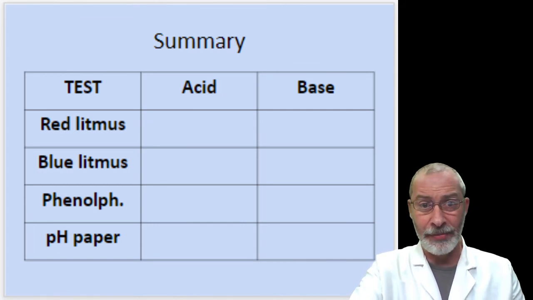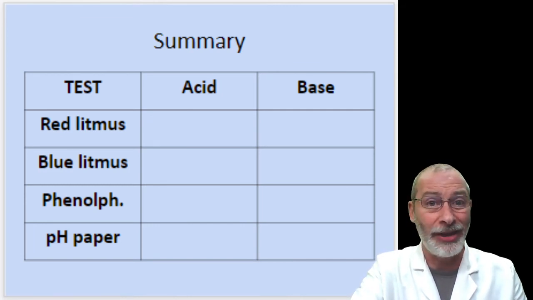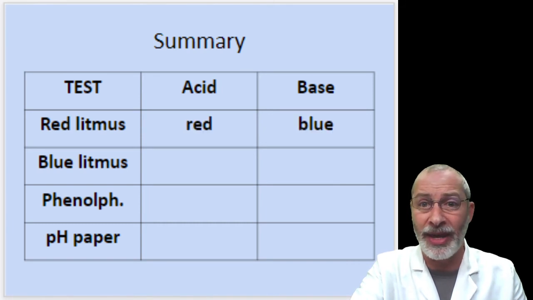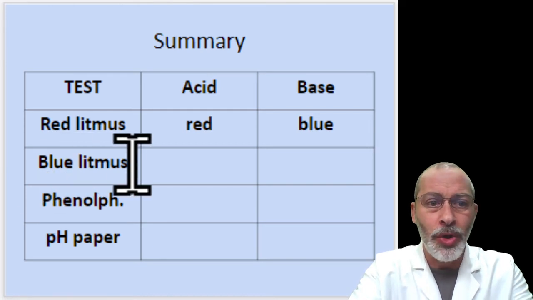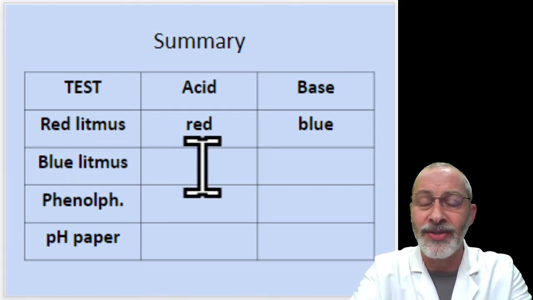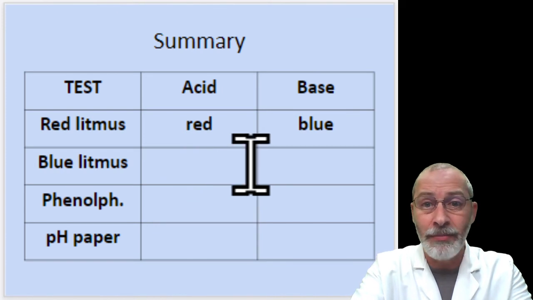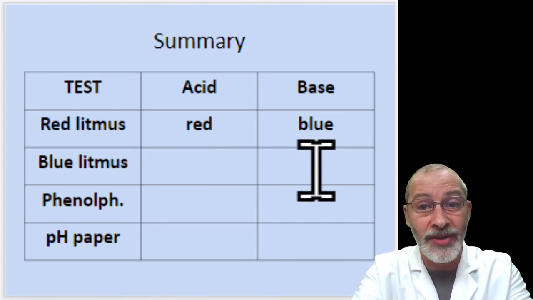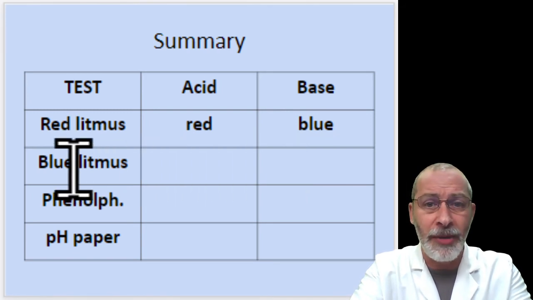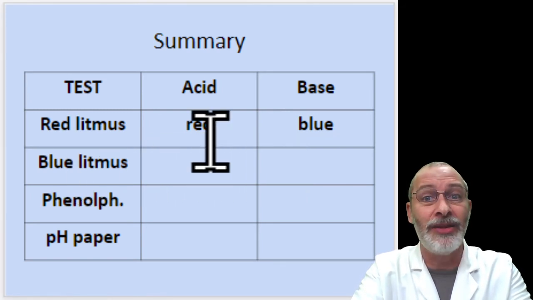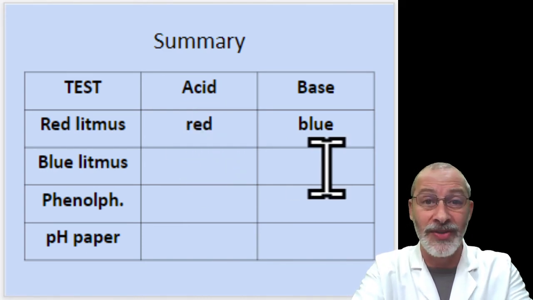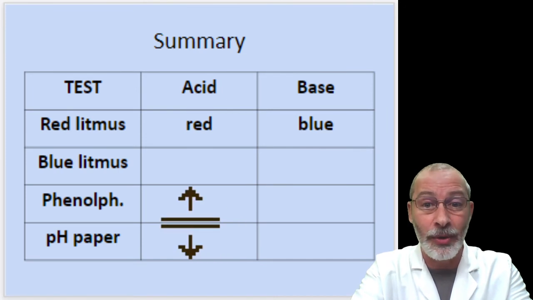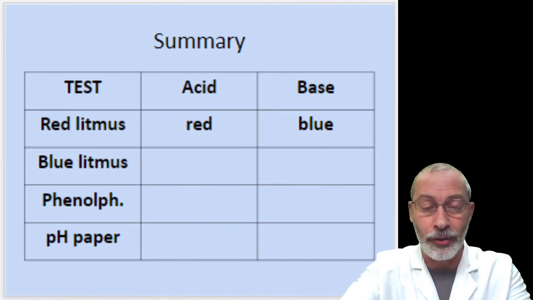Red litmus paper. If you have red litmus paper and you touch it to an acid or a base, this is the result. Red litmus paper will retain its red color in the presence of a base, but red litmus paper will turn blue in the presence of a base. Did I just say that wrong? Let me repeat myself. Red litmus paper will remain red in the presence of an acid and will turn blue in the presence of a base. We'll see that with our activity in just a few moments.